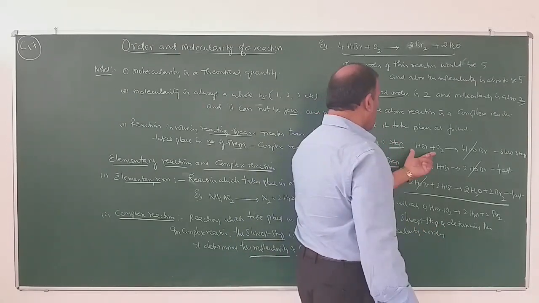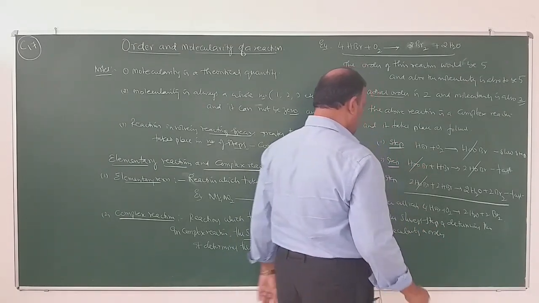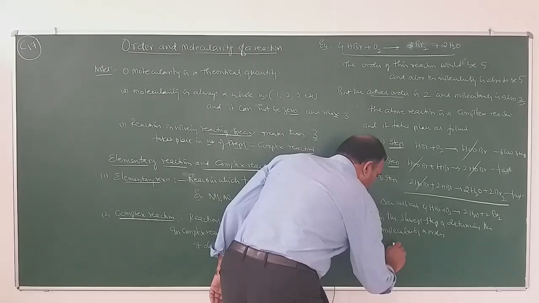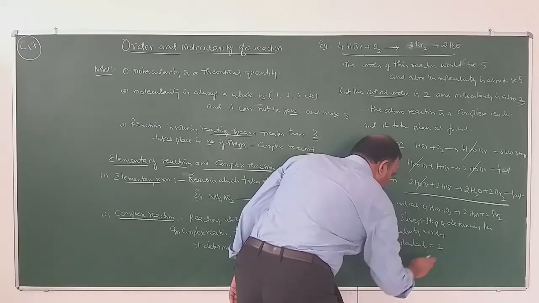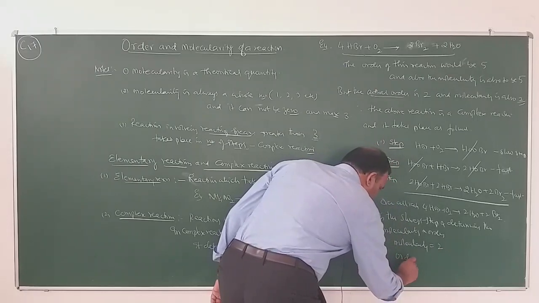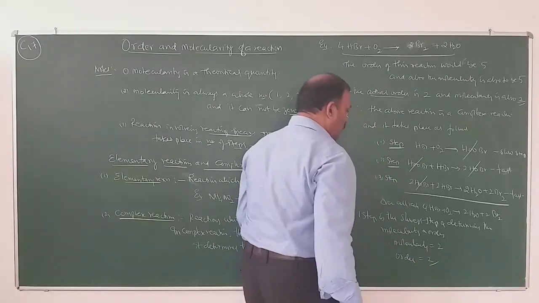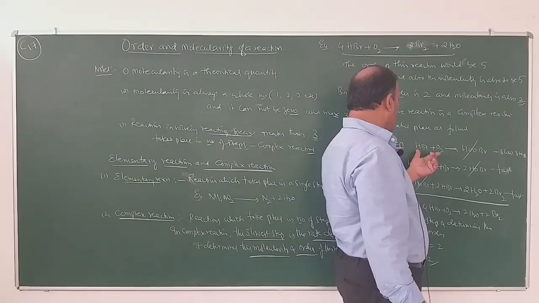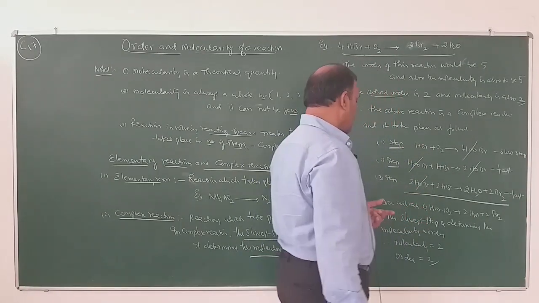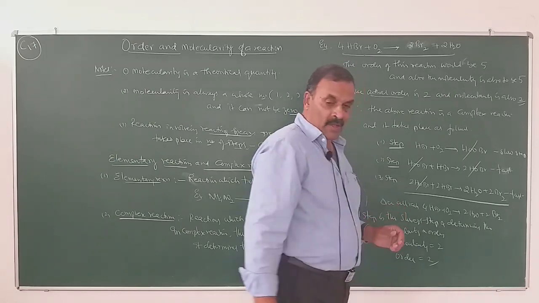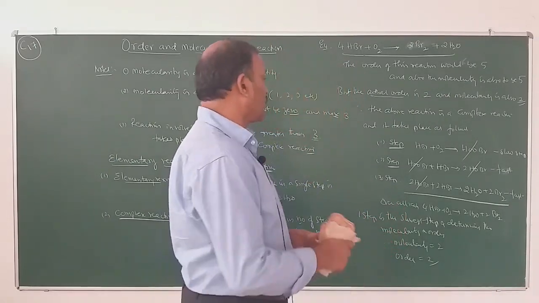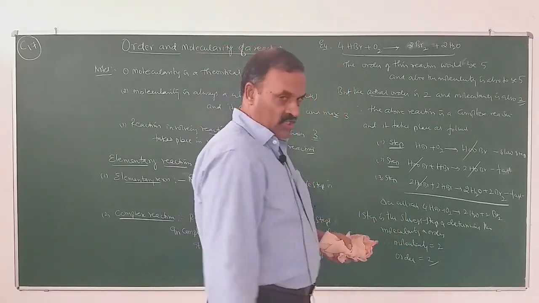So how many molecules of reactants are there here? 2. Therefore molecularity equals 2, and by the experiments its order is found to be 2 because 2 molecules of reactants are taking part. So this is how we can explain molecularity and order of complex reactions.